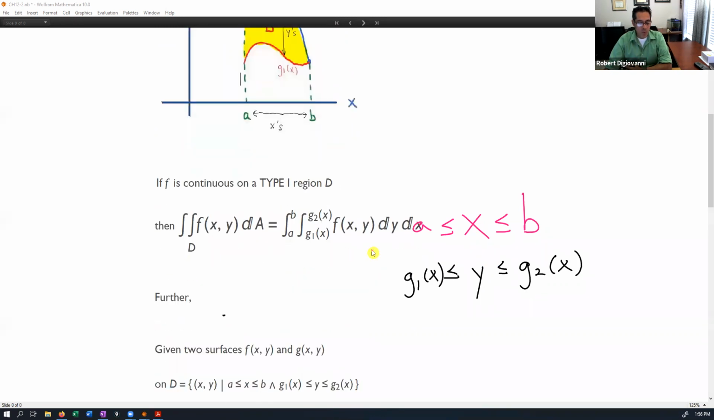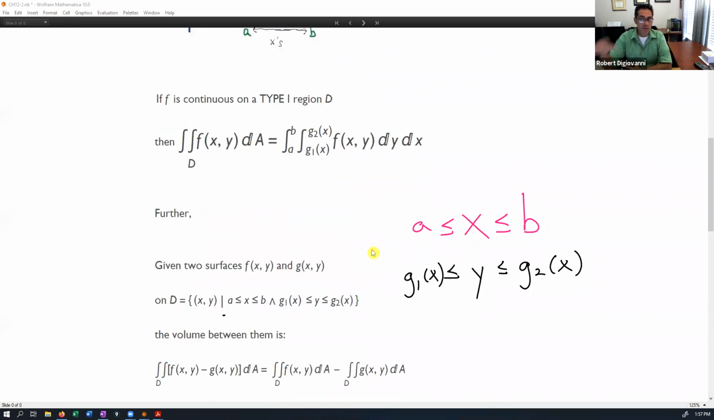When you do a type 1 region, if your region on the ground is type 1, then the volume underneath the function we will write as the double integral over D. D here stands for domain, where the previous R was a rectangle, right? Capital R was a rectangle to let you know it's a rectangle. Generally, though, we put D there to represent some domain.